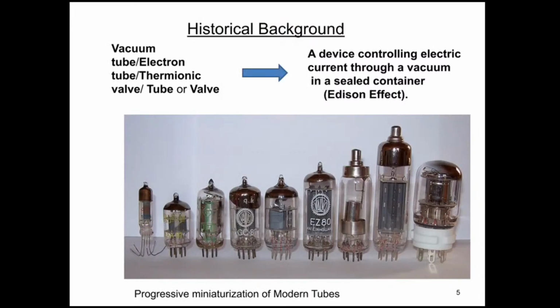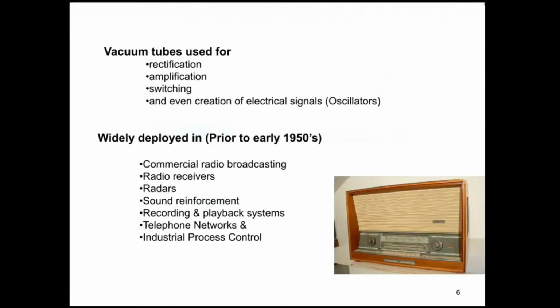If we look at the historical background, the first device that was made was a vacuum tube, also called an electronic tube or thermionic valve or simply a valve. It is a device which controls the electric current through a vacuum in a sealed container, also known as edison effect. These are the images of the various vacuum tubes. Vacuum tubes are used for rectification, amplification, switching, and even creation of electrical signals such as oscillators. It was widely used in the 1970s for radio broadcast, radio receivers, radars, sound recording, telephone networks, and industrial process control.